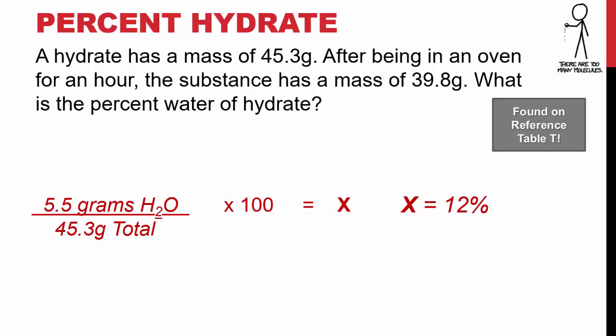These are just 2 different ways to calculate the percent of the hydrate. Either they're going to give you the entire formula, which we said earlier, or they're going to give you the masses of the actual hydrate and the actual anhydrate. And again, it's just part over whole times 100.